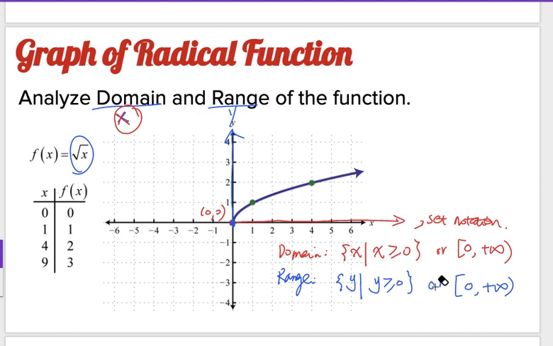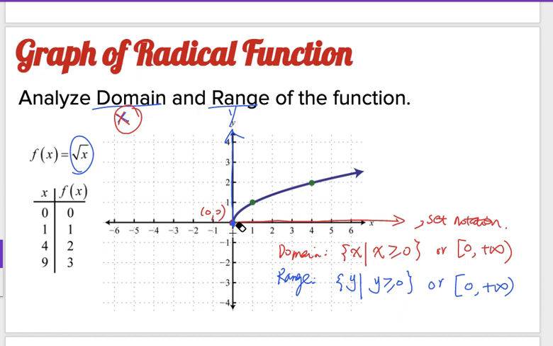Hello everyone, welcome back. In this video, we are going to continue our conversation about analyzing domain and range for the radical function. In the previous video, we briefly discussed how we analyze the domain and range for this simple function here, which we always call the parent function, square root of x.